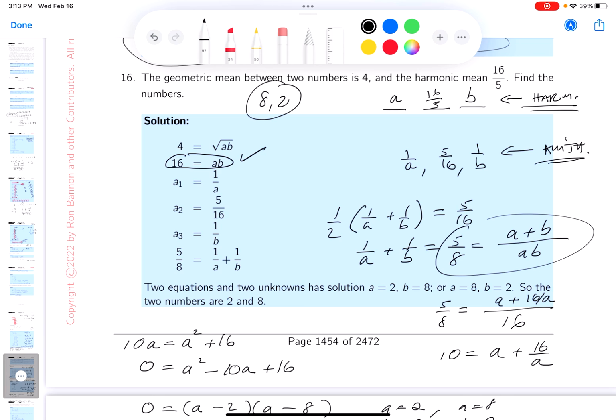So let's look at the key and see if we got that. It says equation 2 unknown, solution to 8. Yeah, they got that part over here. See that? So the two numbers are 2 and 8. All right, we got it. We're done. Thank you.